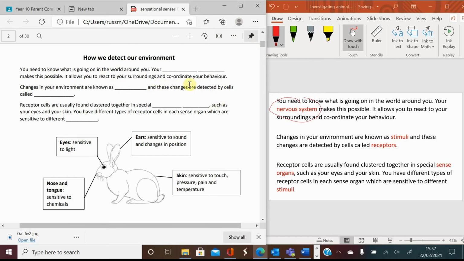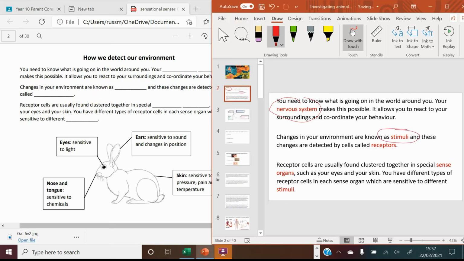The next one allows you to react to your surroundings to coordinate your behavior. Changes in your environment are known as stimuli. That's plural for a stimulus being one, and that's something that you're going to react to, and we'll come across more of those in due course. And these changes are detected by cells called receptors. So they receive a stimulus, and they're going to change it into a useful form that your body can make sense of, and that quite often is an electrical impulse, which will then get taken to your brain or spinal cord and processed and sent along its way.